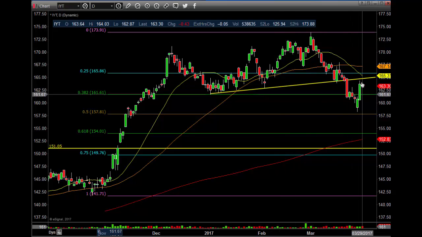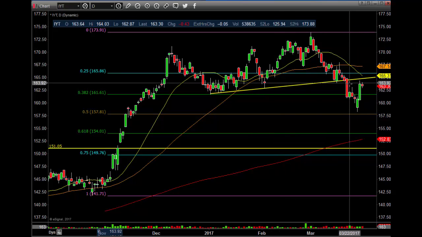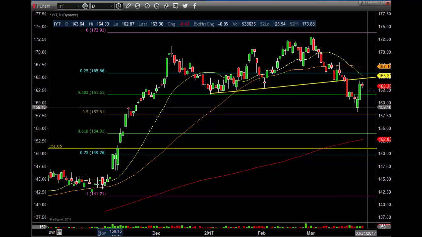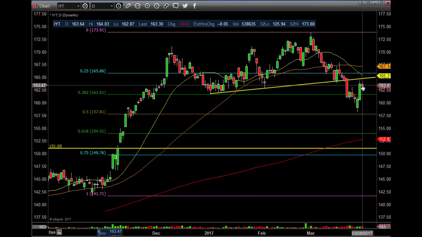If this thing just turns around and comes right back in, then beware. We've got to get back above here if you're more on the bullish side. If it stays down here and chops around, then look for some downside easily to 152, gap fill around 151.